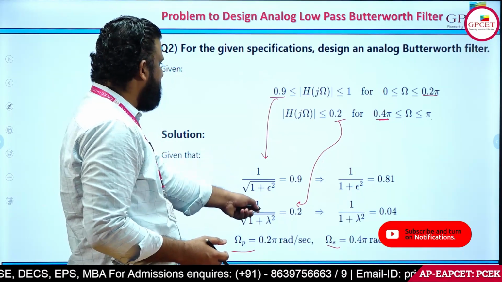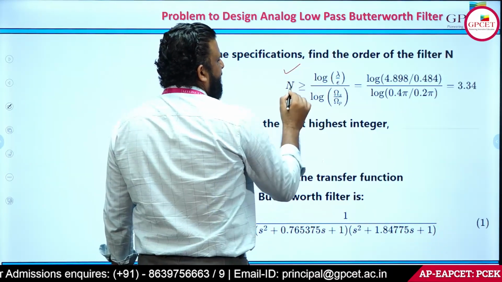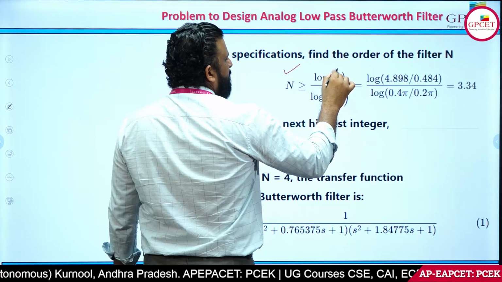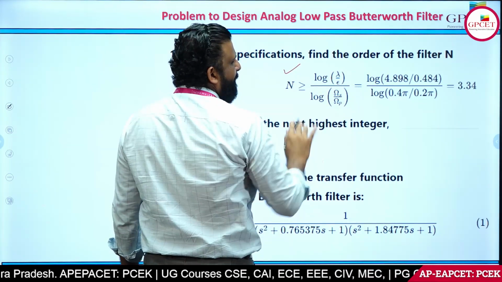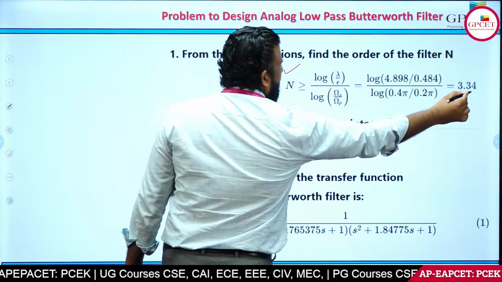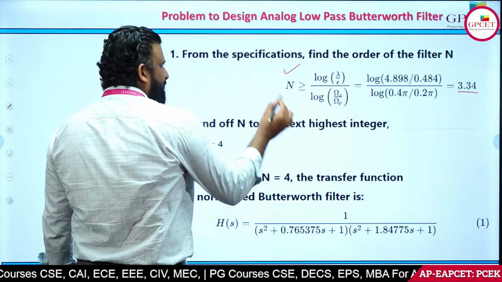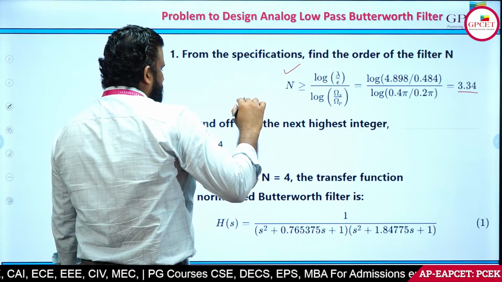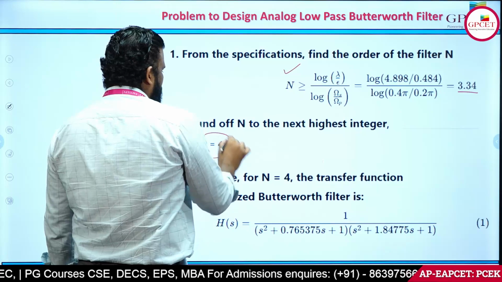So depending upon this specification, we consider which formula. See here, I consider the second formula, n greater than or equal to log of lambda by epsilon divided by log of omega s by omega p. Substituting the values, I got n is equal to 3.3434. So the second step, I rounded that particular n value to the next higher value, that is n is equal to 4.